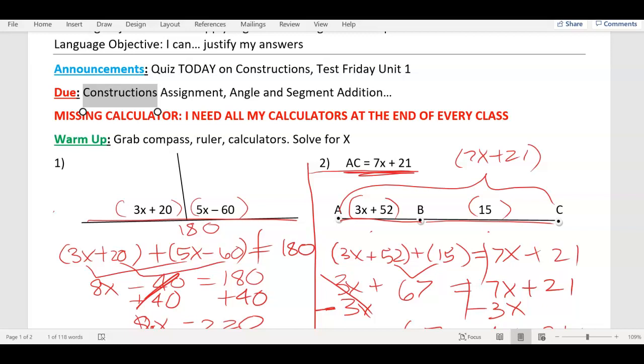For the 15 minutes, you're going to show me you can do it. It is open notes, so you want to make sure you have your notes and you know what you're doing, okay? But you want to finish the construction assignment first, and then you can work on yesterday's angle and segment addition assignment second, okay? That's what we're doing.